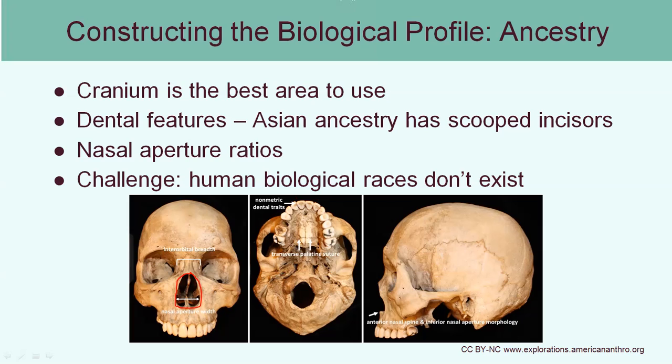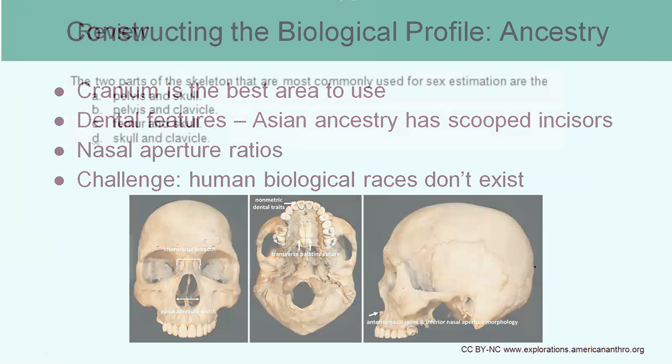We can look at their dental features. For example, in this skull, you can see there are scooped incisors. That's associated with Asian ancestry. So people of European or African descent do not have the same scooped looking incisor. Some other things you might look at are different bumpy regions on the skull, the eye orbits, the zygomatic arch, which is the cheekbone. And then a combination of these many different factors can potentially give you an estimate of what that person's ancestry is.